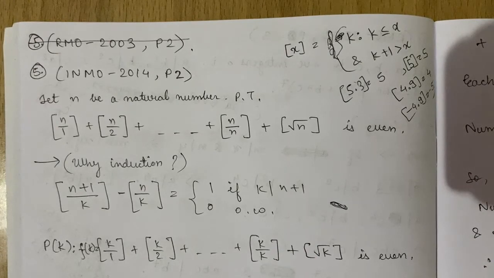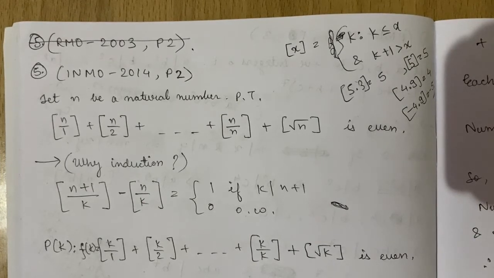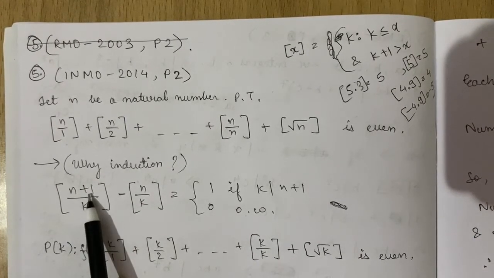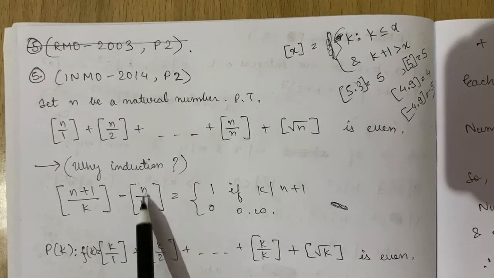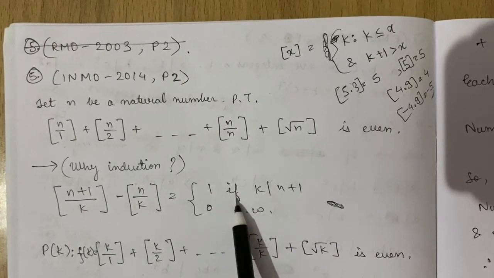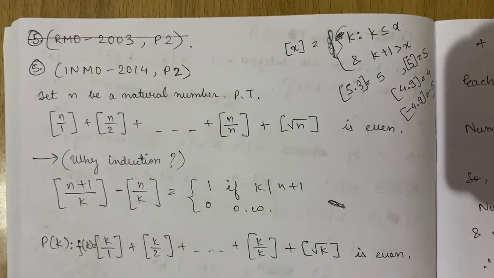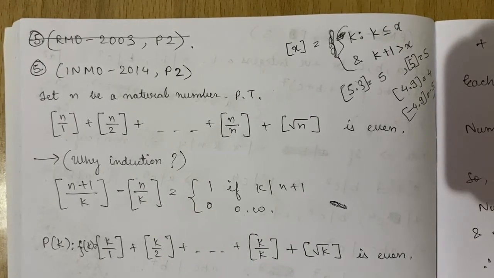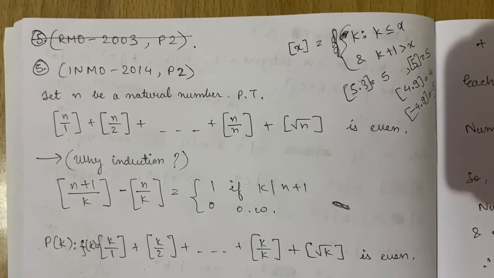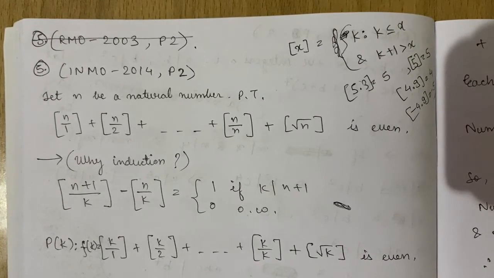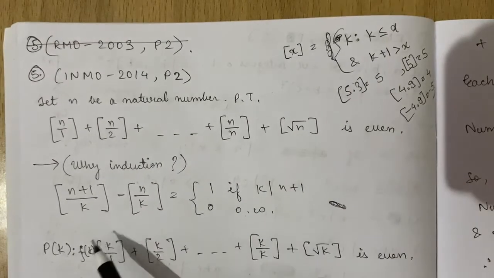So why are we using induction? So first observe that the greatest integer of (n plus 1) by k minus the greatest integer of n by k is 1 if k divides n plus 1 and is 0 otherwise. You can observe this by an example.